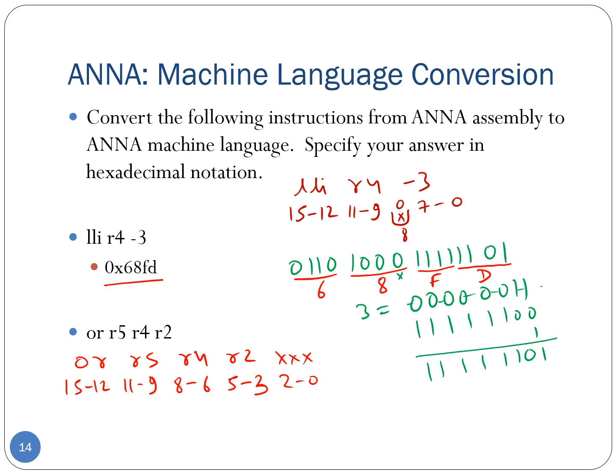Now if you look up the ANA card, you will find that OR has an opcode of 0 0 1 1, and R5 would be the 3-bit equivalent of 5, which is 1 0 1. R4 would be 1 0 0. R2 would be 0 1 0, right? And the unused bits we assume always is all zeros.